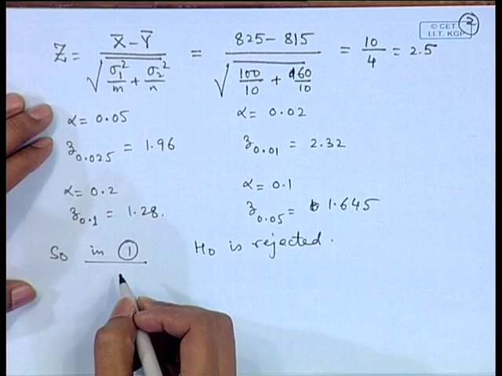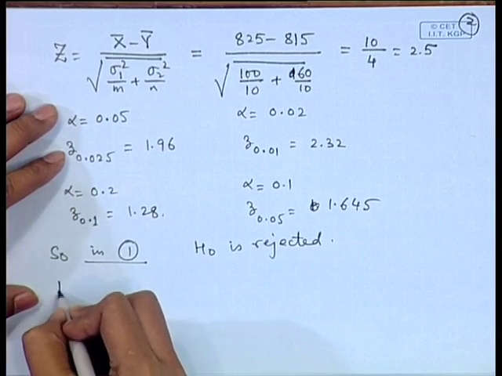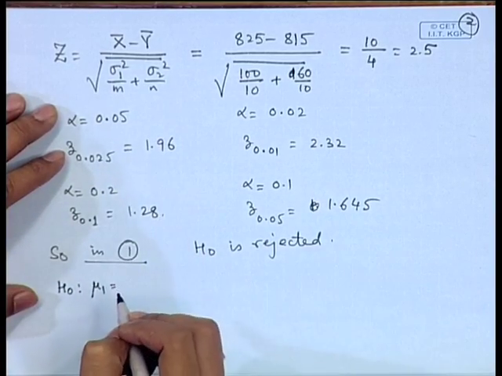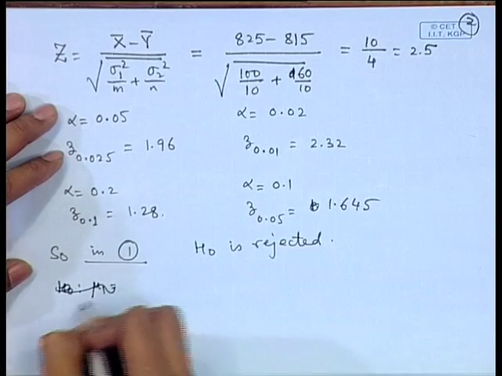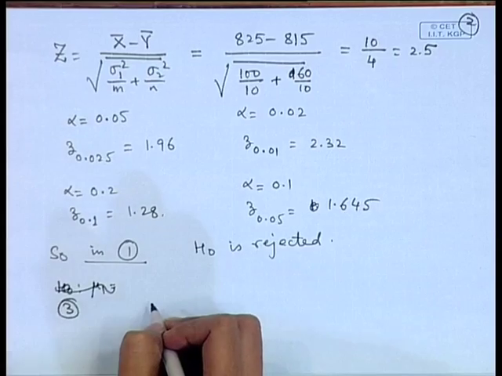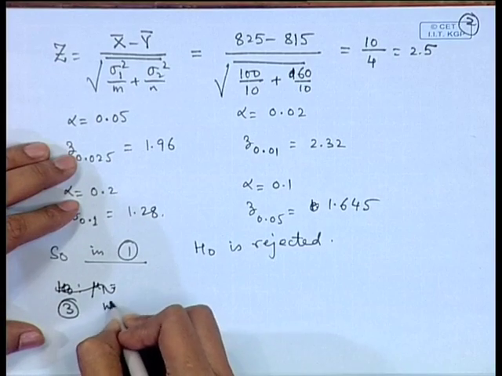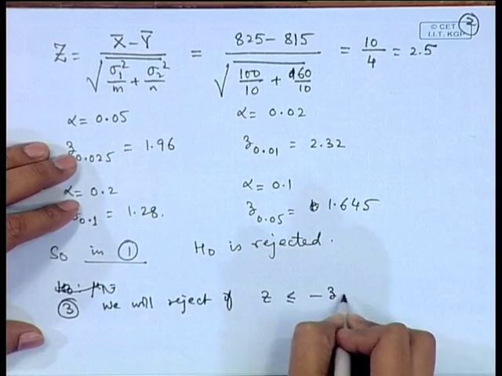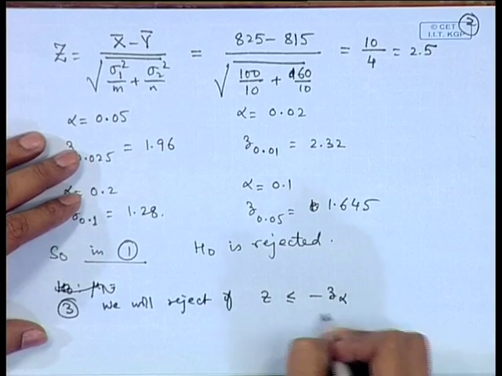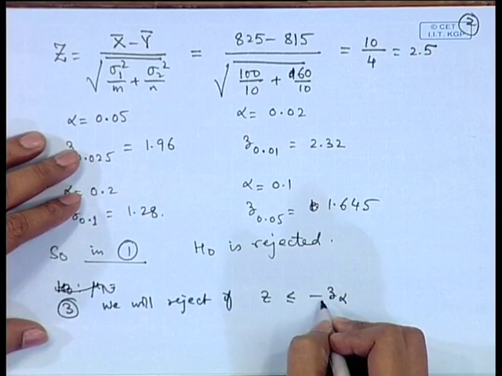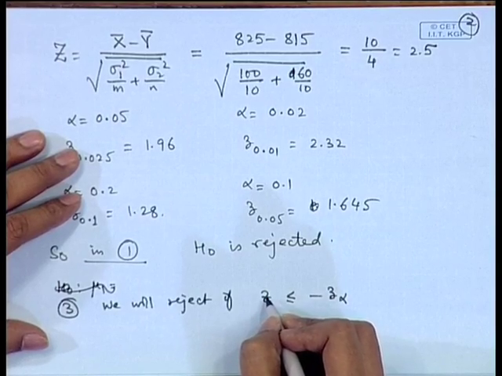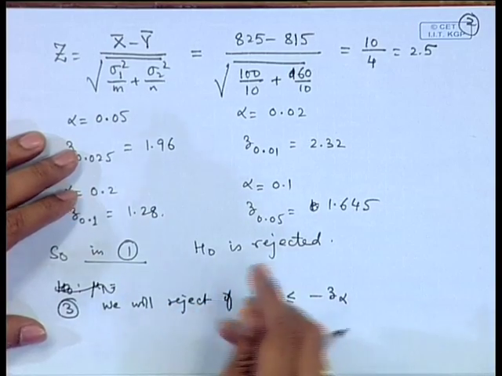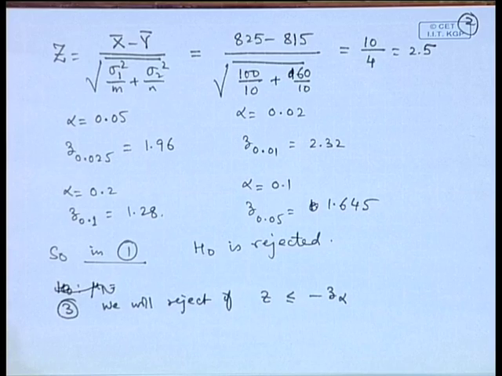So, if we are considering H naught mu 1 is equal to mu 2, that means I am considering problem 3. In the third problem we will reject if z is less than or equal to minus z alpha, but this can never be true for any reasonable level of significance here, because z is a positive value. So, we cannot reject. That means, if we go by this third framework, mu 1 greater than or equal to mu 2 cannot be rejected.